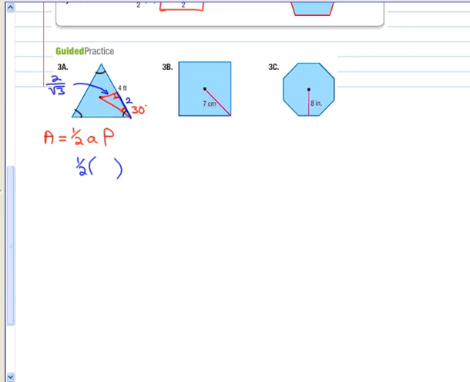What's my apothem? 2, not 2 square roots of 3, 2 divided by the square root of 3. And correct, we wouldn't leave it this way. We wouldn't leave it with the square root of 3 on the bottom. Times perimeter. What's the perimeter of this thing? 12. Where do you get 12 from? 4 times 3. There are 3 sides.